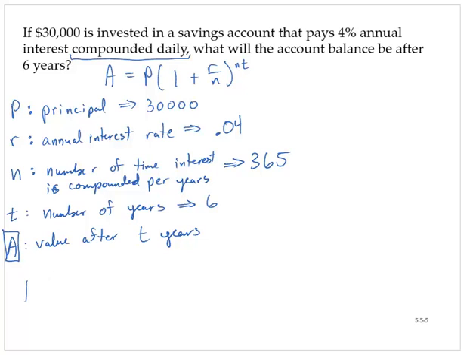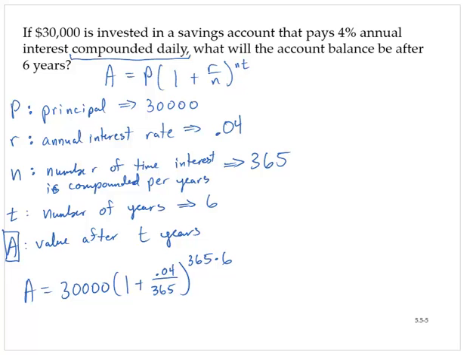So then we would have A is equal to the principal, $30,000, times 1 plus R, which is 0.04, over N, which is 365, and that would be raised to the 365 times 6.